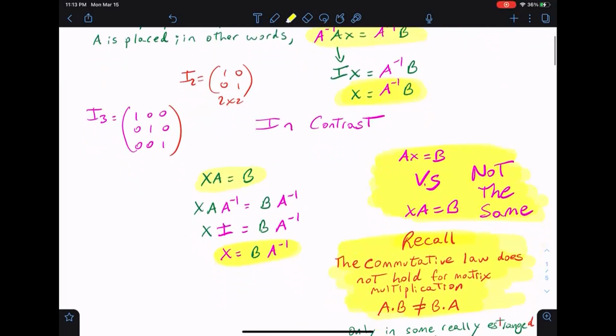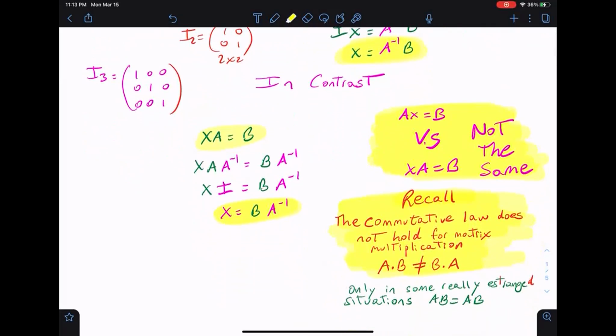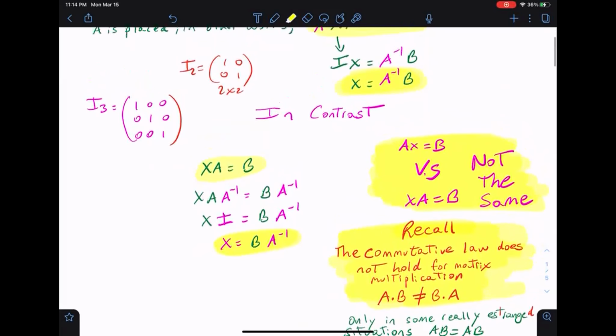Just recall that Ax equals b versus x times a equals b. It's not the same. Why? Because recall the commutative law does not hold for matrix multiplication. That means a times b is not equal to b times a. Again, a times b is not the same as b times a. Only in some really strange situations this might happen, right? That's the reason I put that little note in green here. I hope that this makes sense so far.